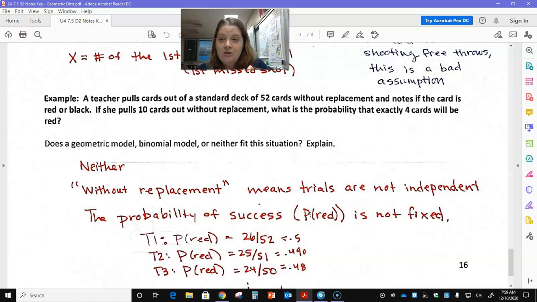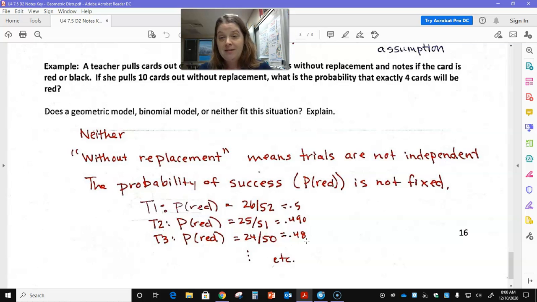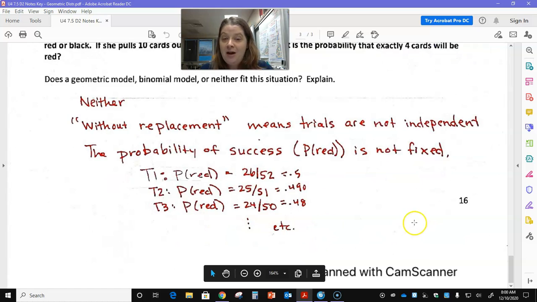If it's binomial, we need to know the probability of success. That would be red, probability 50%. And then, are those independent? No. This can't be geometric or binomial because it says in the problem without replacement. That means those trials are not independent. In other words, the probability of red isn't fixed. It's not going to be the same each time. The first time it's 50%, the second time it's going to be 49-ish, the third time 48, etc. So this is not independent, which means this doesn't fit either of our circumstances. We would not be able to use our binomial or geometric formulas. If you have any questions, please let me know.